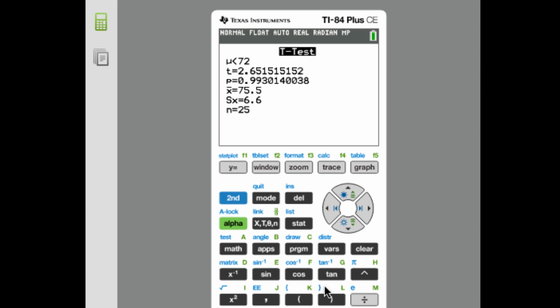So, okay, what's your p-value? You guys remember which one the p-value is? We're going to approximate that to the hundredths. That's going to be point what? 0.99. Isn't that the third number? Okay.